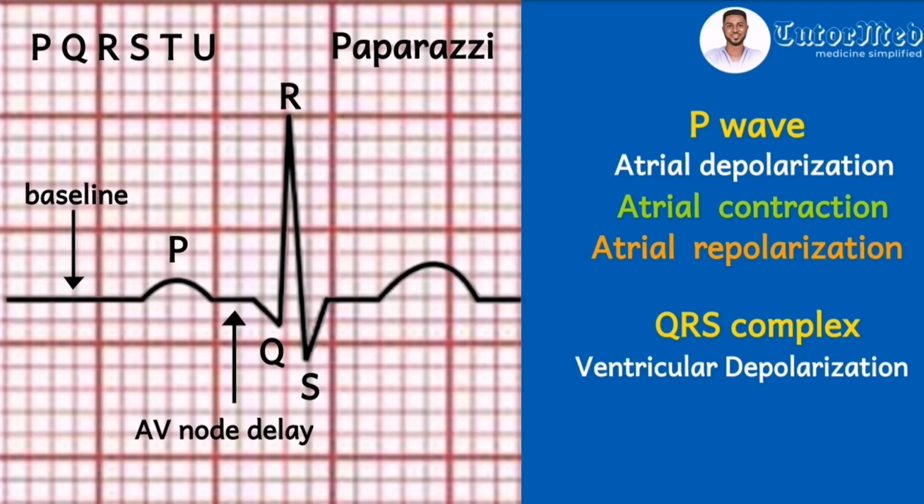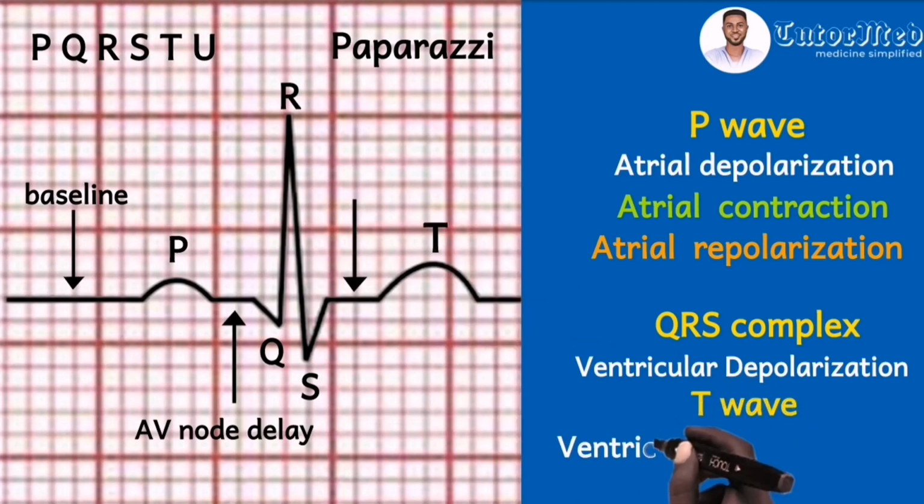After being depolarized, it will take some time for the ventricles to be deactivated, and that time is represented by this moment of silence here. After the moment of silence, the ventricles will repolarize, and then the repolarization gives this positive wave, and it's called the T wave. And so the T wave represents ventricular repolarization.